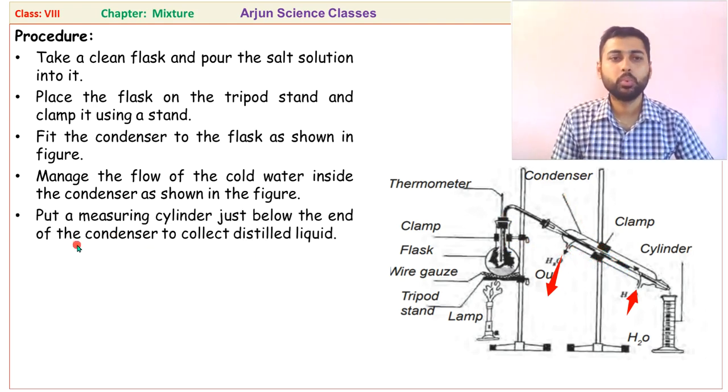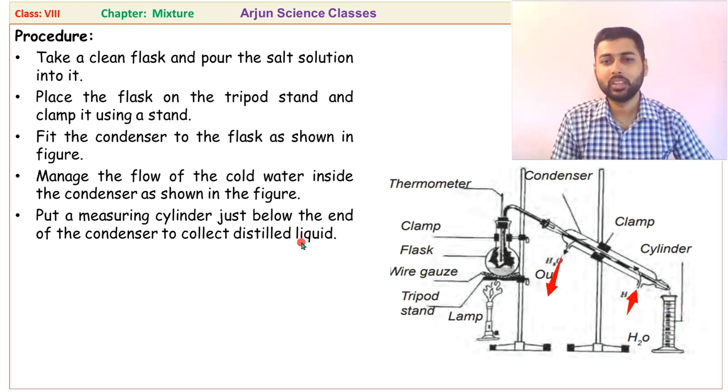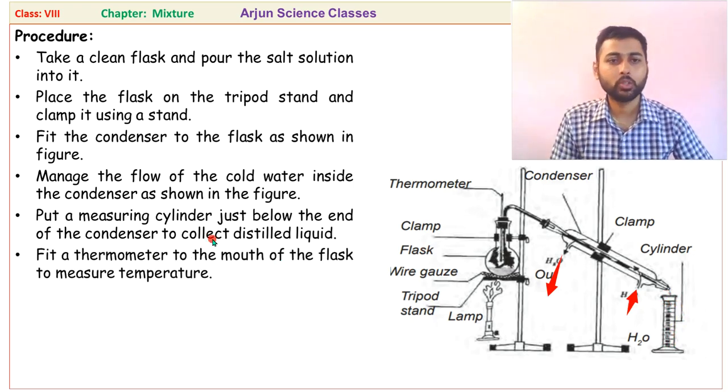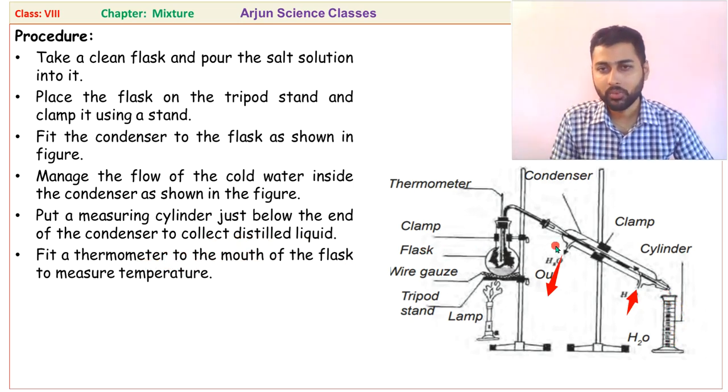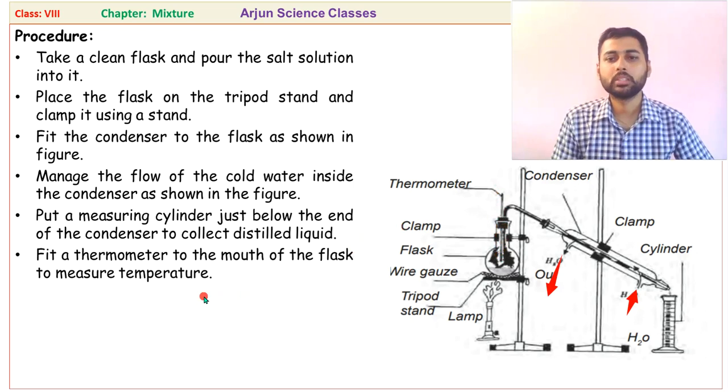And one more thing, put a measuring cylinder just below the end of the condenser. Here you can see measuring cylinder, or you can use any vessel. And to collect distilled liquid, fit a thermometer to the mouth of the flask. Your flask ko mouth ma thermometer rakhne. Okay, to measure temperature.